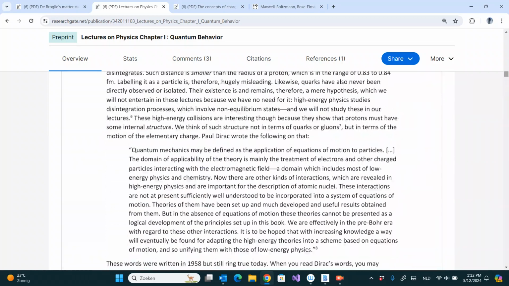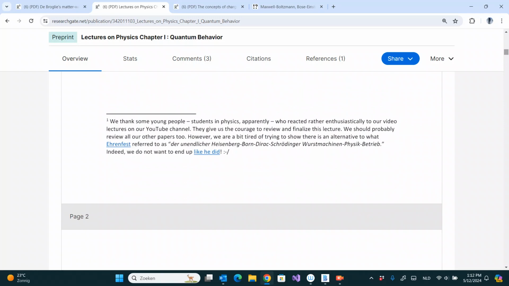quoting the successor of Hendrik Anton Lorentz. Where is it here? You can read that. Ehrenfest, he committed suicide because he couldn't cope anymore with what he referred to as der unendliche Heisenberg, Born, Dirac, Schrödinger, Wurstmaschinenphysikbetrieb. So we don't want to end up like he did. He committed suicide. I wrote on my blog about that.